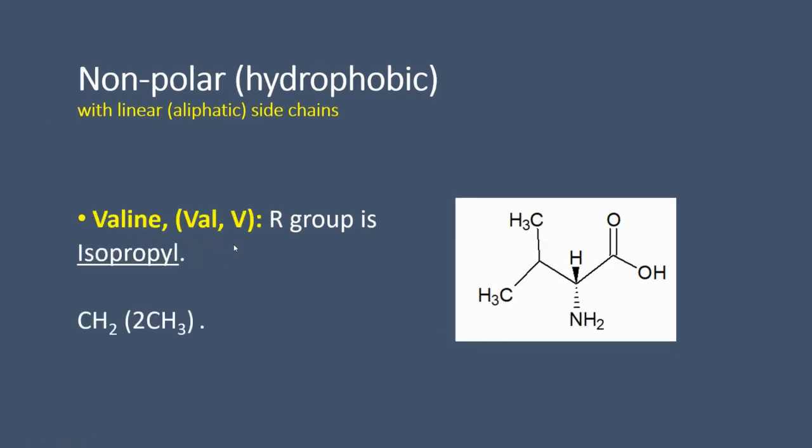Next is valine. The side chain for valine is an isopropyl group, as shown here. So isopropyl is a chain of 3 carbons, 1, 2, 3, and the second carbon is bonded to the alpha carbon.